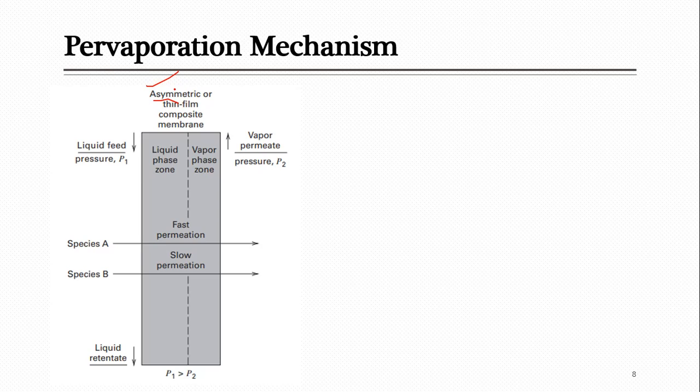So they are a combination of porous and non-porous membrane. At the top there will be a non-porous or dense layer, which is mainly for separation, and then there are porous layers. Sometimes one layer, sometimes two layers are possible. They are used for supporting the membrane. On the feed side, you have a liquid feed available at pressure P1, and that consists of two species, A and B.